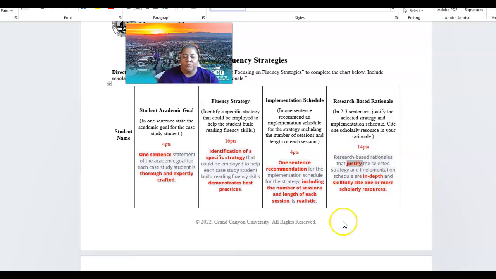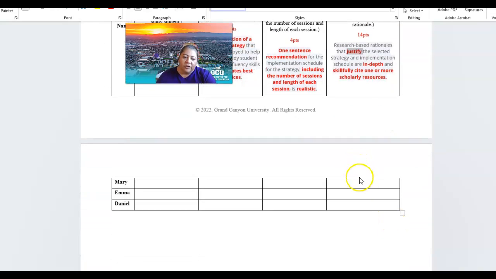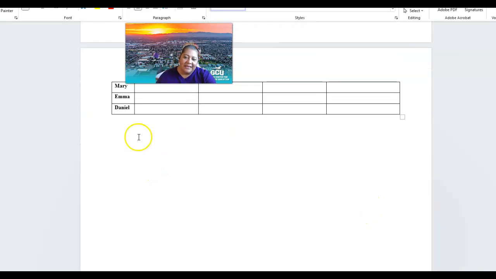Okay, so this is where you're going to do your citation, and you need 2 to 3 sentences justifying the selected strategy. Feel free to use 4 to 5, but no more than 5 sentences on here. So you're going to do that for each of the students with a citation, and then at the end here on the bottom, it doesn't tell you, but please, since you're citing, list your references right below.